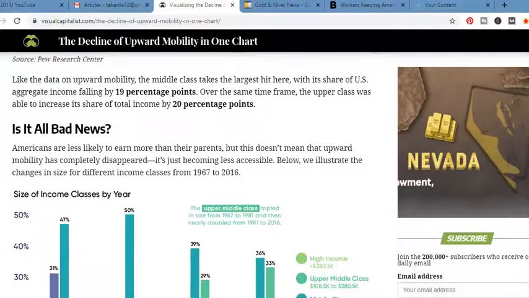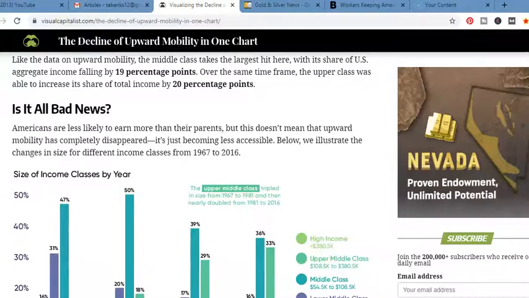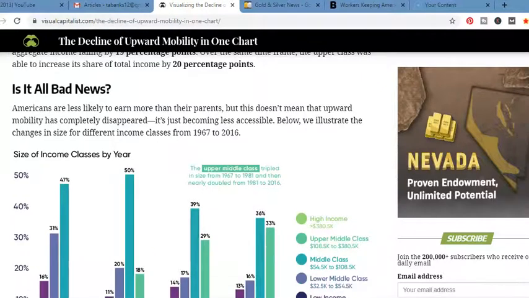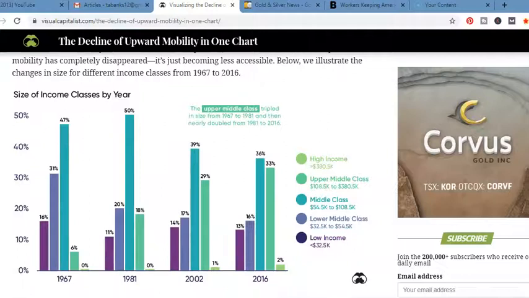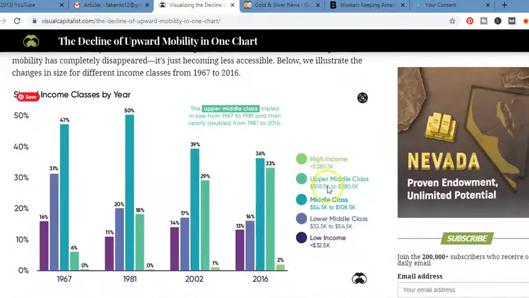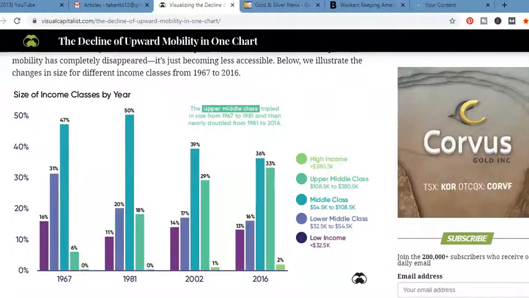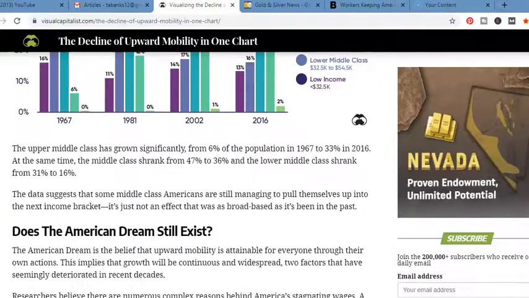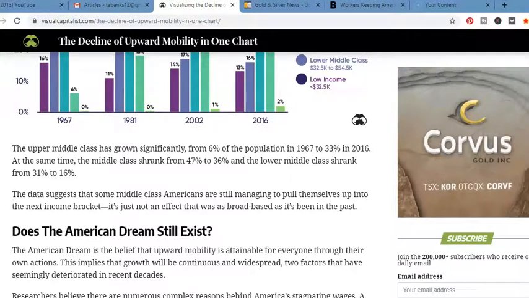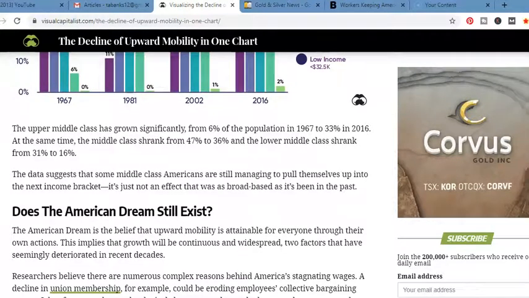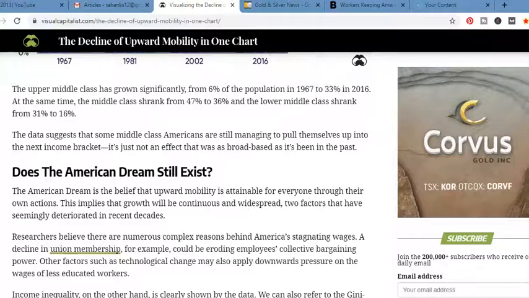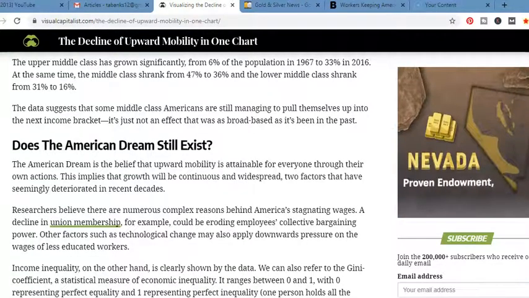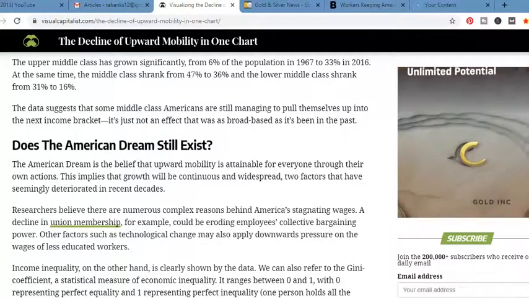Is it all bad news? Americans are less likely to earn more than their parents, but this doesn't mean upward mobility has completely disappeared. It's just becoming less accessible. Below, we illustrate the changes in size for different income classes from 1967 to 2016. And you can see there the high income upper middle class. I'm breezing over this quickly, but I'm leaving the link so you can look at it at your leisure. The upper middle class has grown significantly, from 6% of the population in 1967 to 33% in 2016. At the same time, the middle class shrank from 47% to 36%, and the lower middle class shrank from 31% to 16%. The data suggests that some middle class Americans are still managing to pull themselves up into the next income bracket. It's just not an effect that is as broad-based as it has been in the past.